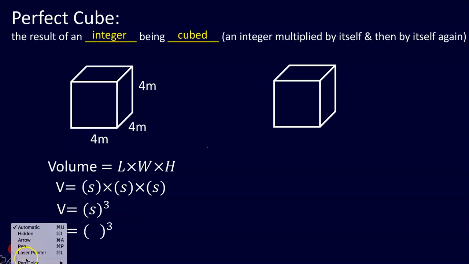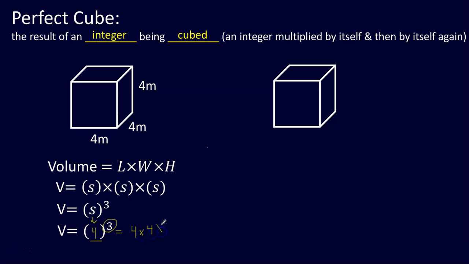Let's go ahead and fill this information in for our first cube. The side length is 4. When you replace a variable with a number, that's called substitution. The power tells you how many times to record the base. So I record the base of 4 3 times. 4 times 4 gives you 16. 16 times 4 equals 64.